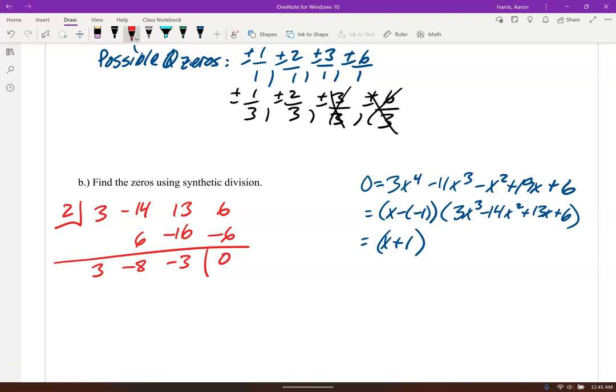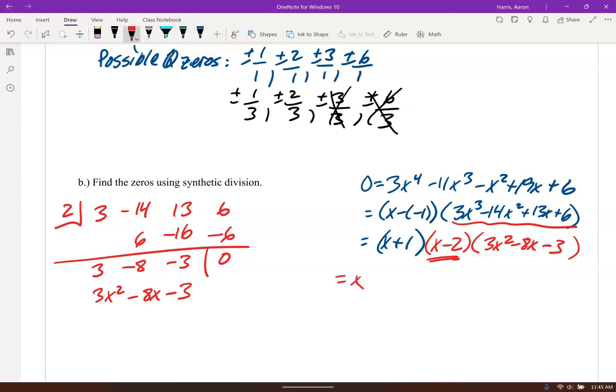So it'll be 3, and it'll be one degree less than that 3x to the third. So 3x squared minus 8x minus 3. And now that we have a factor, oh gosh, I'm so sorry guys. I forgot to write 2 is a 0 before I write that. So x minus 2 is a factor of this. So x minus 2 is a factor, and then I've got to put in my 3x squared minus 8x minus 3. There we go. So here's what we have: x plus 1, x minus 2, because 2 is a 0, 3x squared minus 8x minus 3.